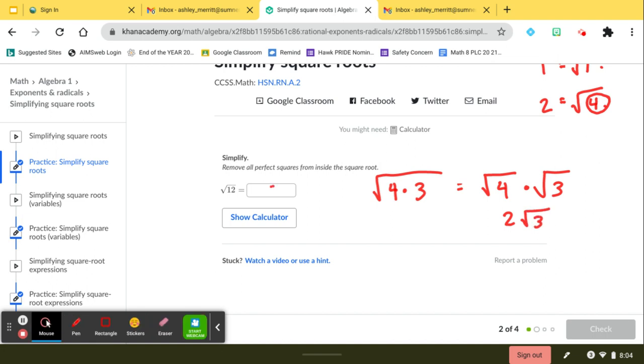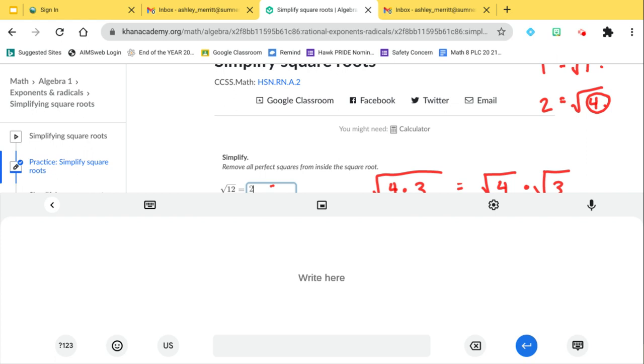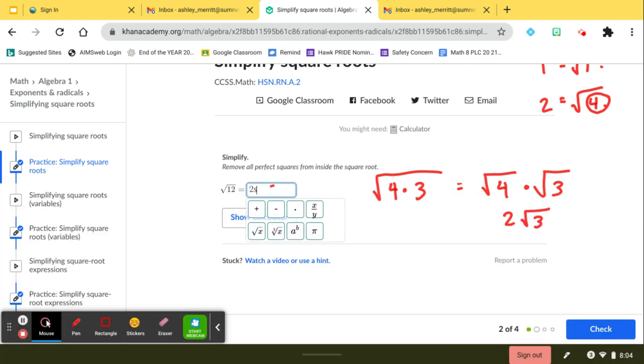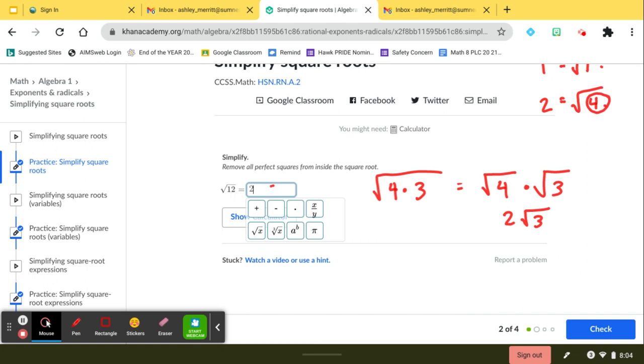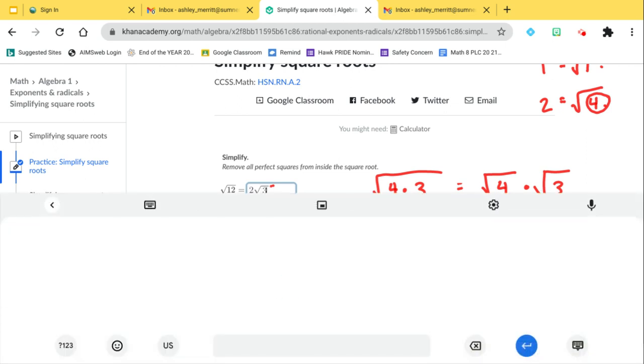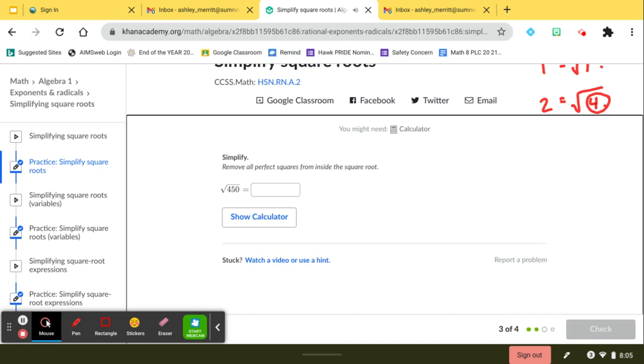2 square root of 3. All right, let's do this one together.